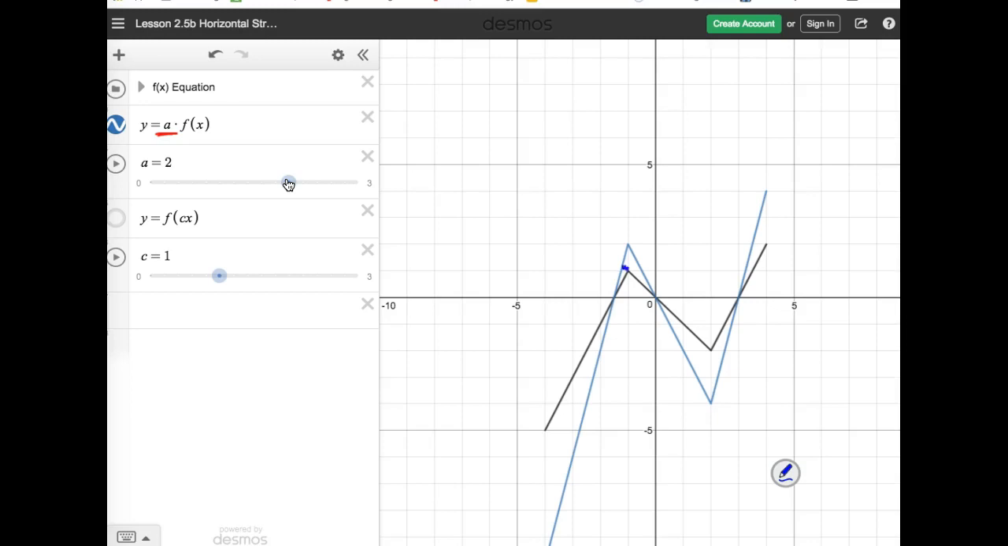So here I'm at a height of 1. When I double it, I'm at a height of 2. Does that make sense? We're just stretching our y values. Our x value doesn't have anything done to it. Our y values just get taller.